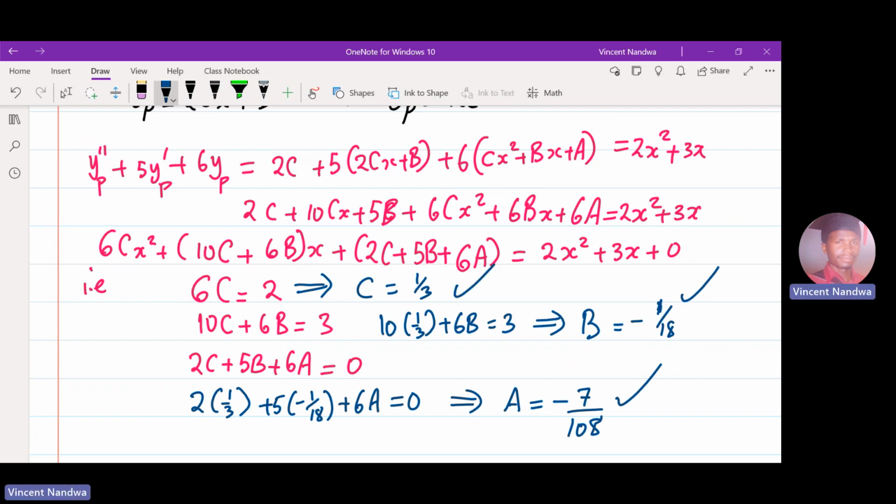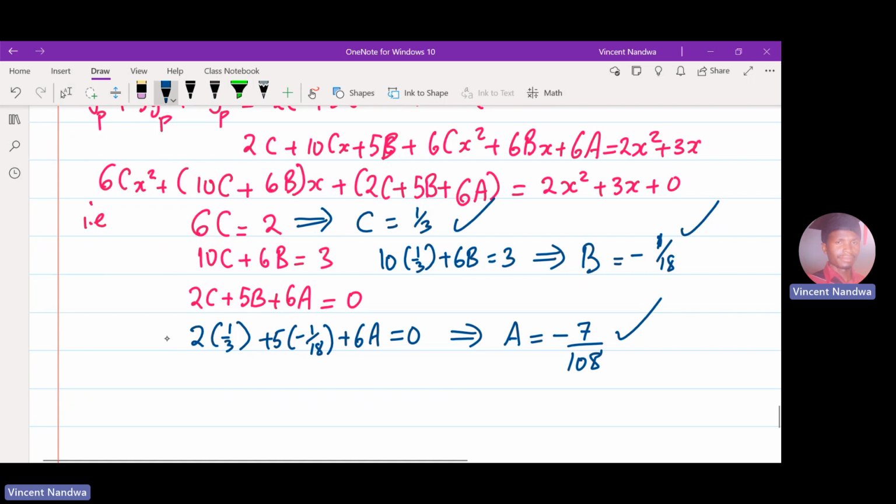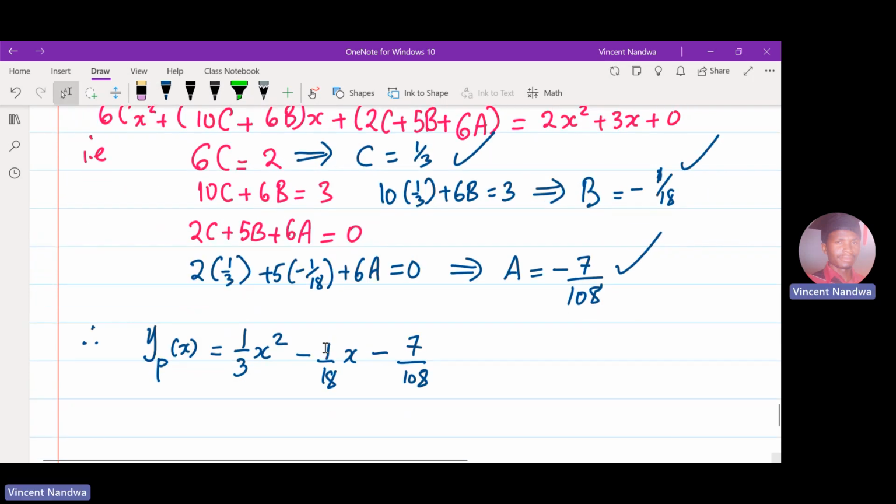So once we have the constants A, B, and C, we replace into our YP to get the exact particular solution. So therefore, the particular solution YP of X is given by a third X squared minus 1/18 X, and then minus 7/108. So we have done everything. So just to write the final solution.